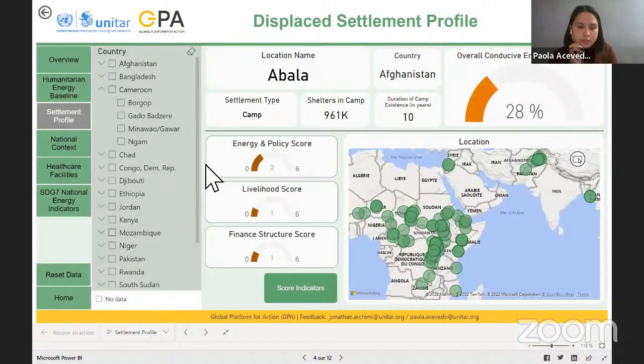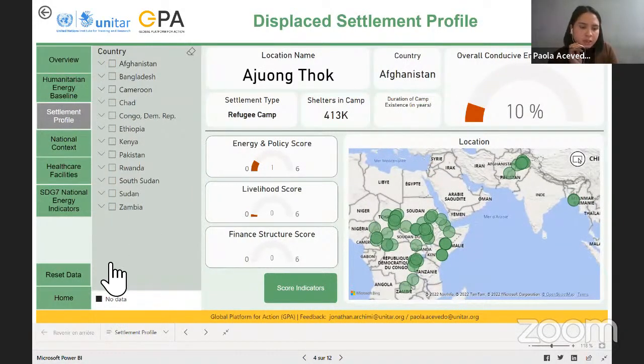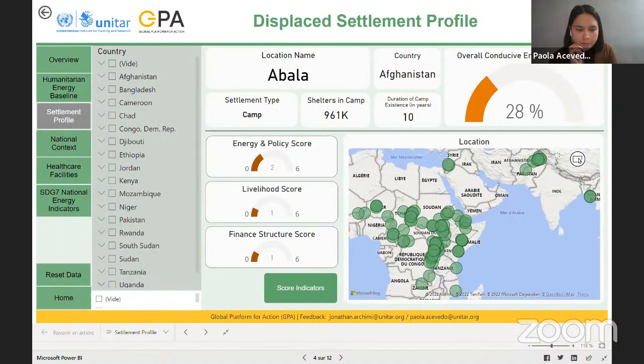And these different energy scores are presented here in a shortened version. And with this button, you can see the detailed version. And we also have the locations with no data, which are the ones where we are missing data in most of the indicators. Yeah, Jonathan, you can continue here.